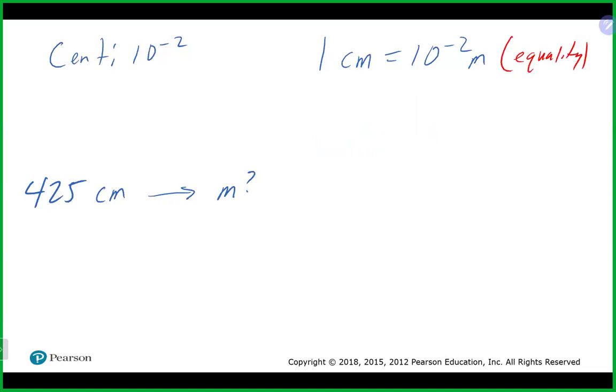We can write two conversion factors from any equality like that. Conversion factors really are just fractions where you say, for example, 1 centimeter over 10 to the minus 2 meters, or 10 to the minus 2 meters over 1 centimeter. So these are what are referred to as conversion factors.